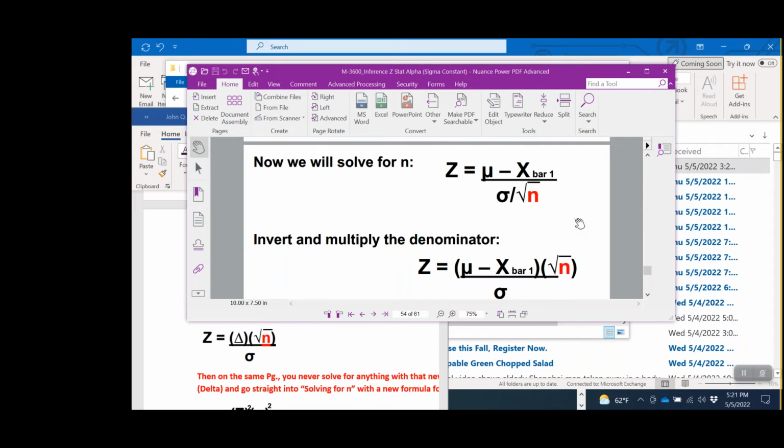And so those two equations will give you the same answer. Oh, they do. Yeah, because when you have a fraction in the denominator, you can invert and multiply, which gives you the same formula. See, that's what I mean.